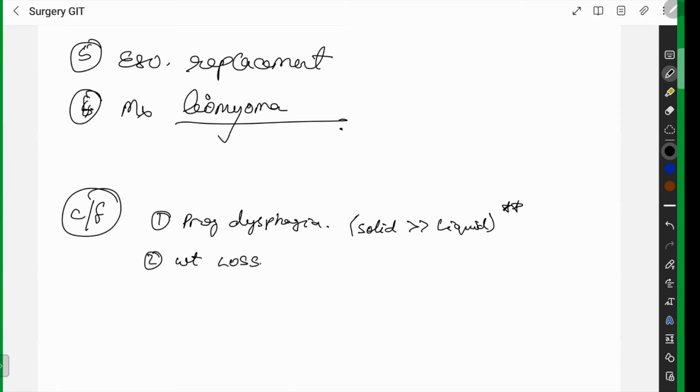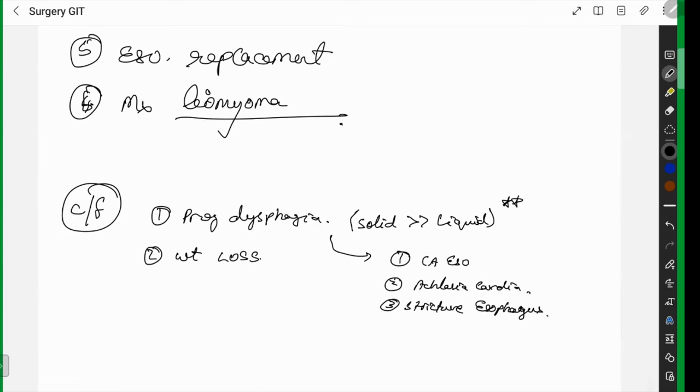Obesity is also a protective factor, guys. Remember, obesity is also a protective factor. And you can see progressive dysphagia in three conditions. Number one, carcinoma esophagus. Number two, achalasia cardia. Number three, stricture esophagus. These three important conditions you will be seeing. And then with Zenker's diverticulum and hypercontractile esophagus, you can have chest pain and dysphagia.